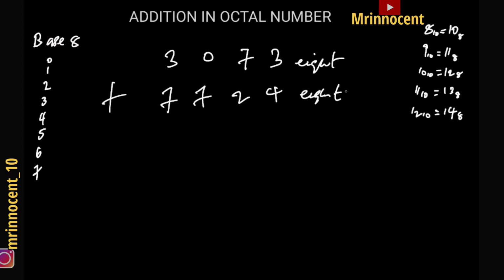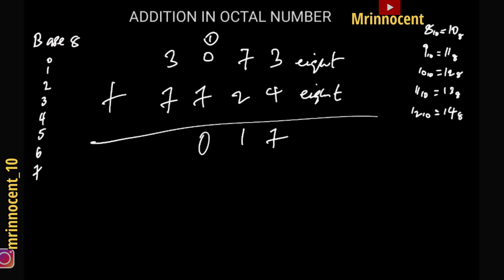In base 8, we have 3 plus 4 is 7, and 7 in base 8 is 7. 7 plus 2 is 9, and 9 in base 8 is 11, so 1, remainder 1. 0 plus 7 is 7, plus 1 is 8. 8 in base 8 is 10, so 0, carry 1.